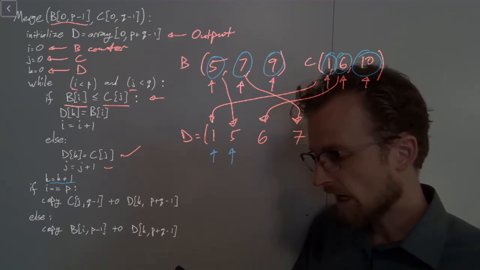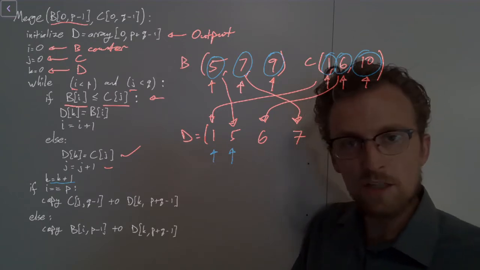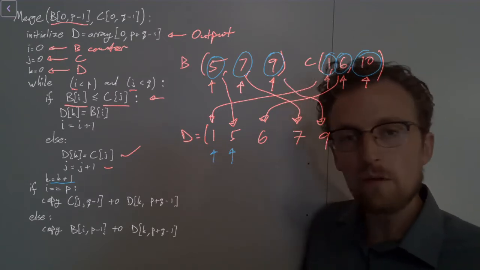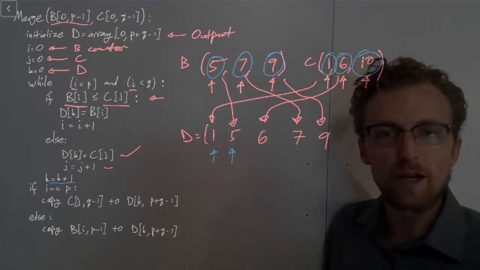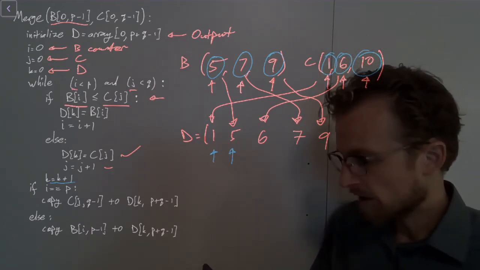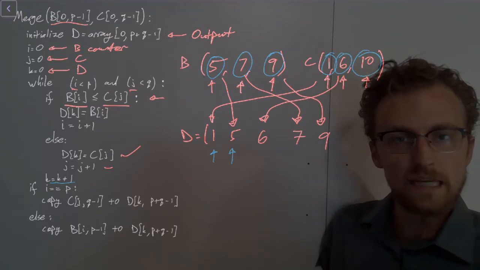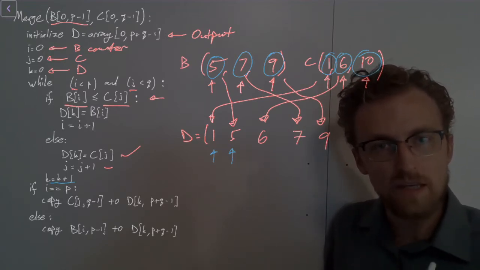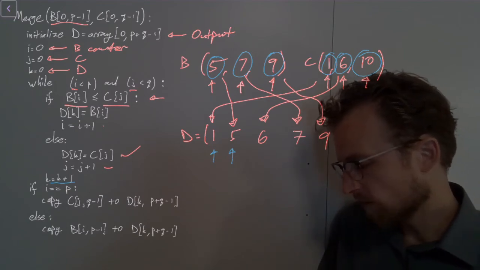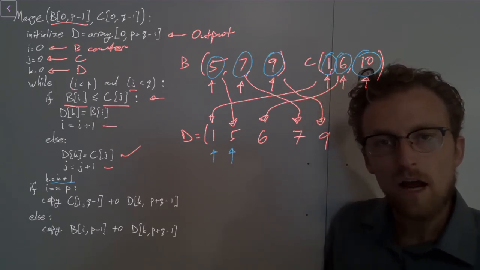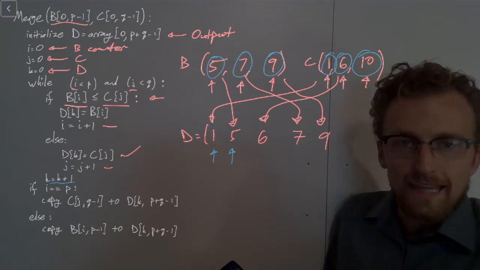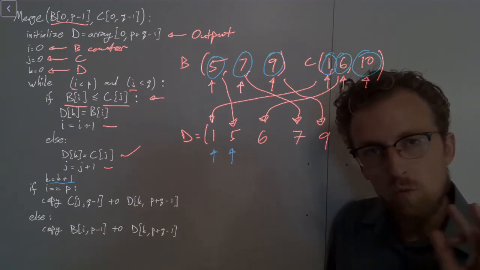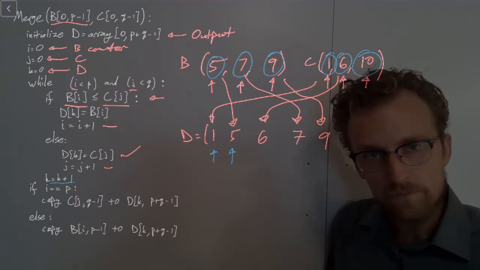So now I'm looking at 9 and 10, and I'll copy in the thing that's smaller, which is 9. And then what's happened? Well, then I've exhausted one of my arrays. So I just let my B counter, my I, get all the way up to P. So in my last increment of I, I made it so that I equaled the length of B, which would break that while loop. So once the while loop is broken, what do we know?